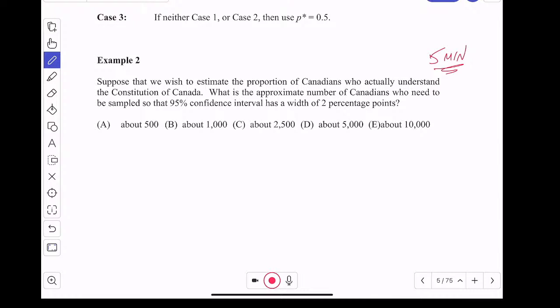So, suppose we wish to estimate the proportion of Canadians who actually understand the Constitution. What is the approximate number of Canadians who need to be sampled so that the 95% confidence interval has a width of 2 percentage points? If width is 2%, then M is 1%, right? Because width is 2 times M.